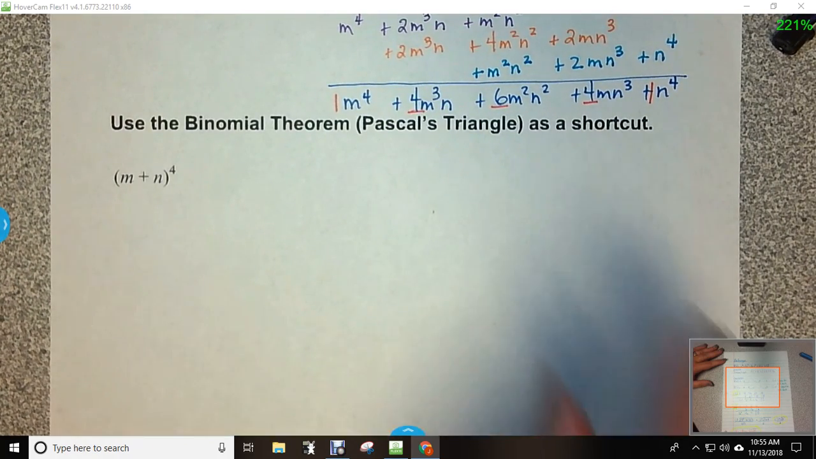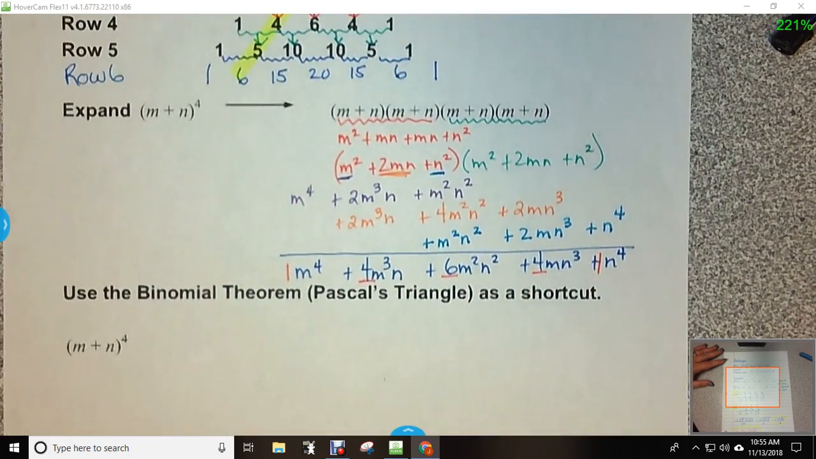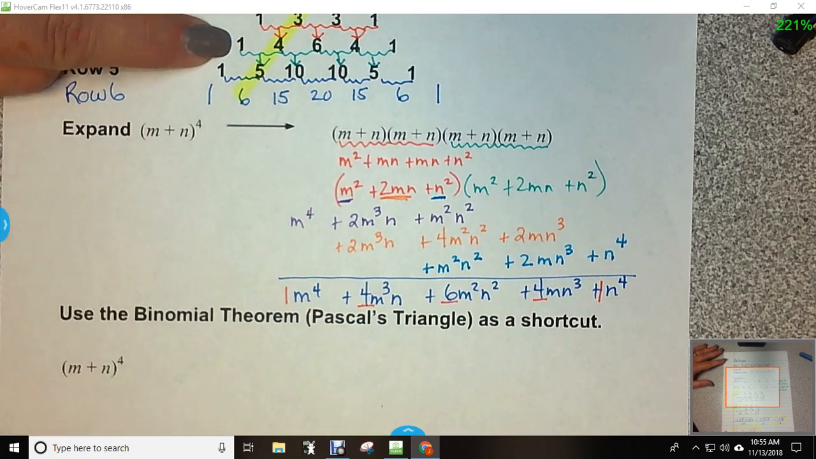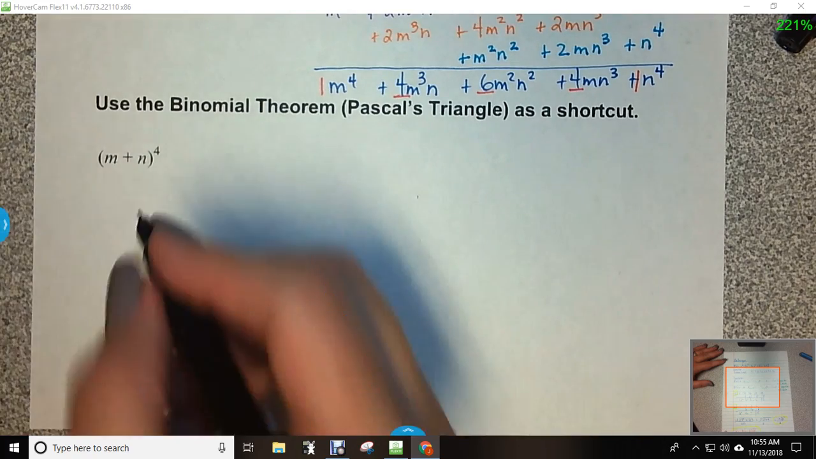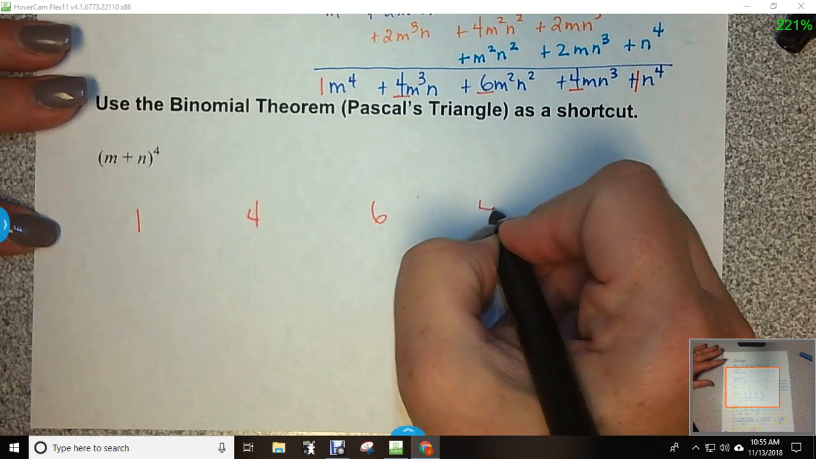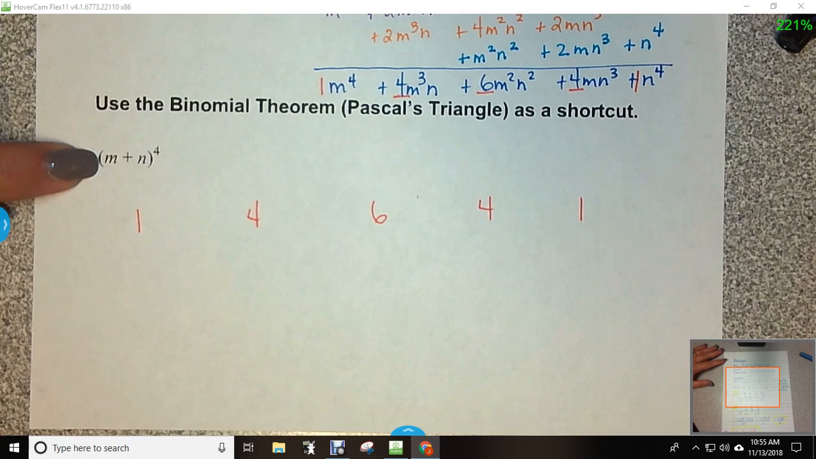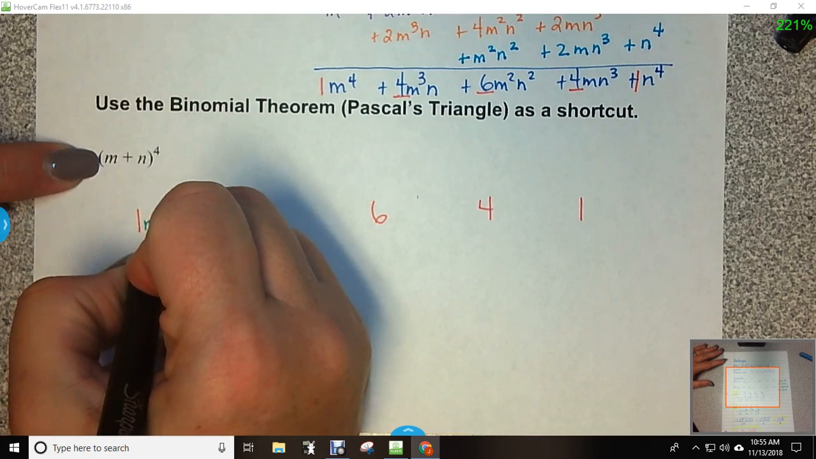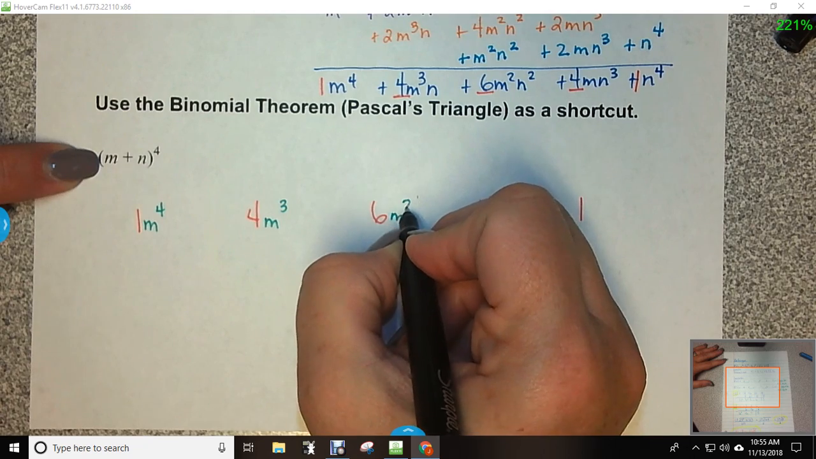Okay, so here's what I've got to do. I'm going to start out with my coefficients that come from row 4. Because it's to the fourth power, I'm going to take these numbers out of the triangle and space them way out: 1, 4, 6, 4, 1. Now, in my binomial, the first variable is an m. So I start on the left-hand side with m to the fourth, and my exponents for m get smaller with each term.